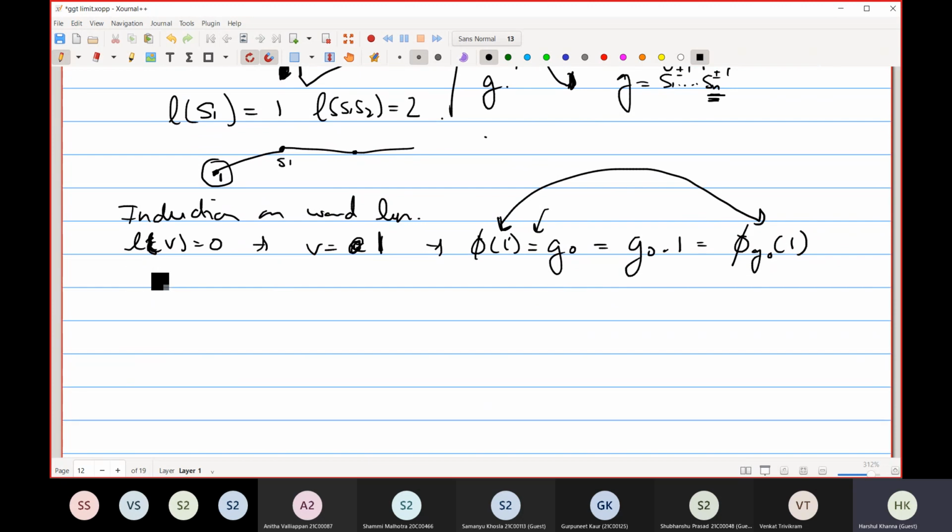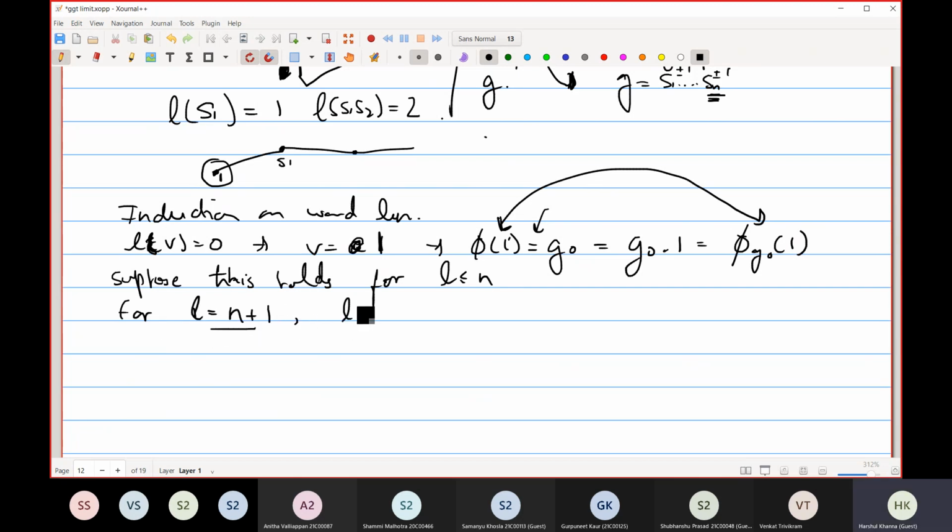What about now? Suppose this holds for length less than or equal to n. So this is just the procedure for strong induction. Now we have to prove it for length equal to n plus 1.